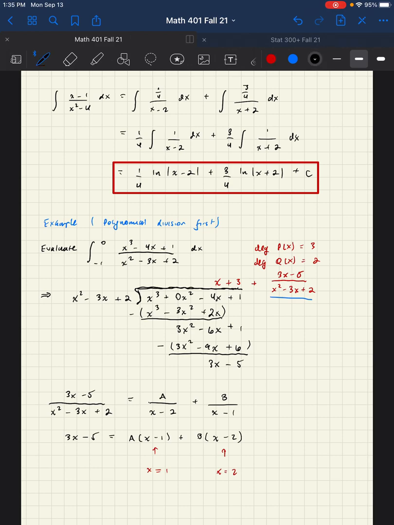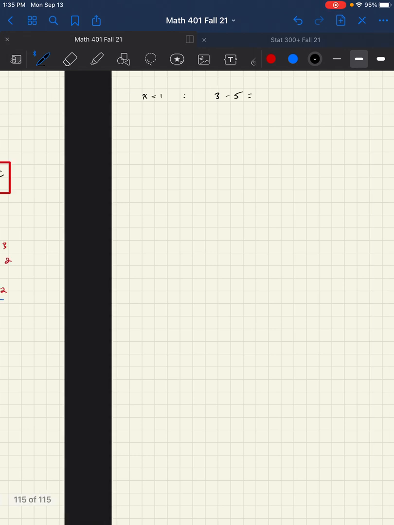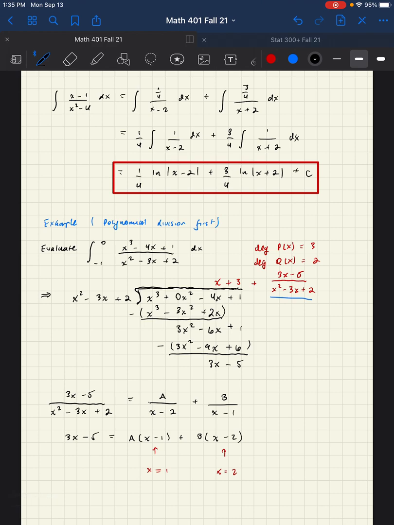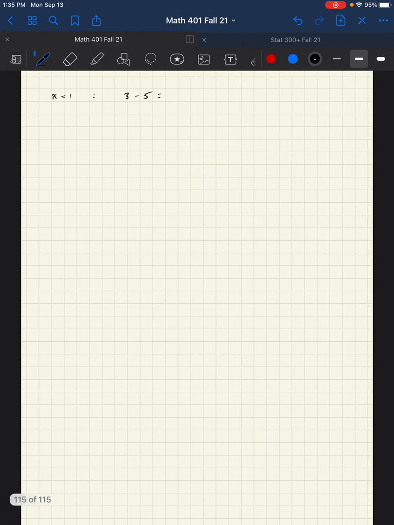So basically, in 2 steps, we'll be able to figure out what A and B are by plugging in separately x equals 1 and x equals 2. First, let's let x equal 1. If we plug that in, we get 3 minus 5 equals, and remember that the first term will go away, because if you plug in 1, you get 0. But the second term, B, is multiplied by 1 minus 2, which gives us negative 1. So negative B equals negative 2. That leaves us with B equals 2.